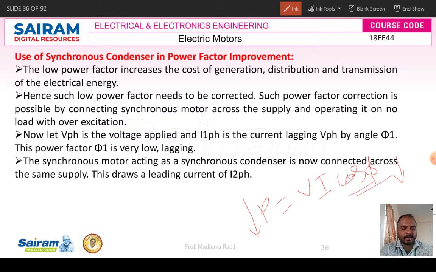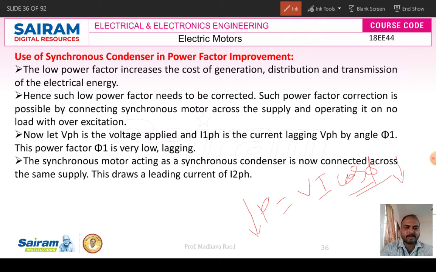So, to improve the power factor, once you improve the power factor, the generation of electrical power will also increase. Hence such a low power factor needs to be corrected, so the power factor should not decrease due to inductive loads. Here we use a synchronous condenser or capacitors to correct the power factor. If you use a synchronous condenser or capacitors, the power factor angle will be in the leading position, the power factor automatically leads, and the power will be increased.